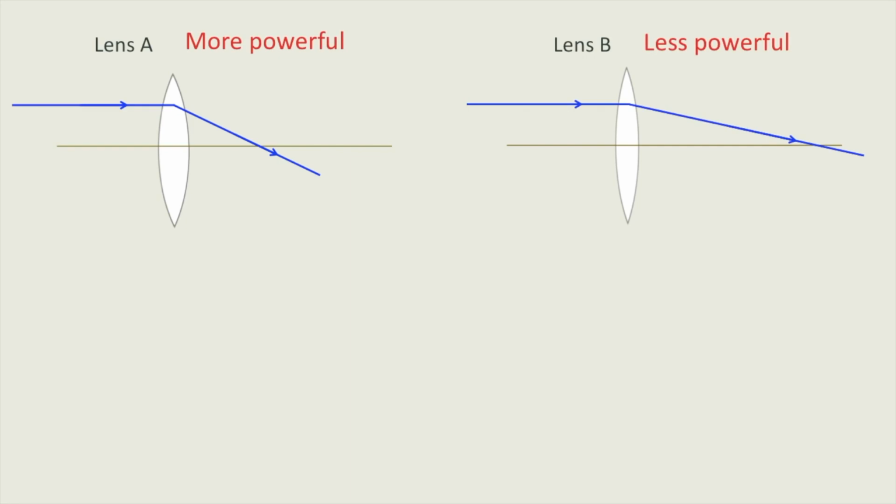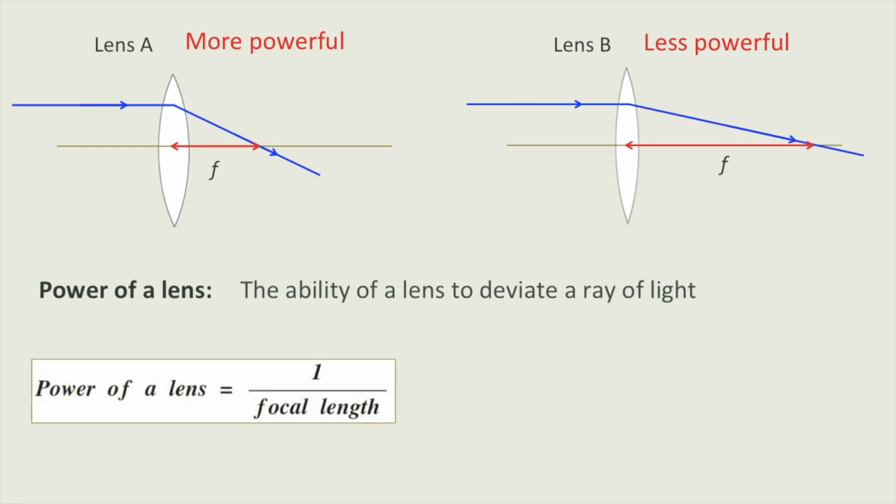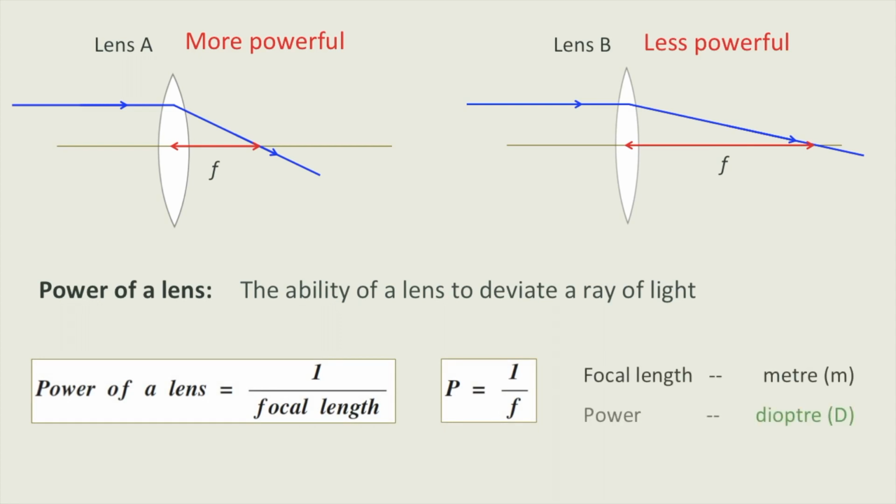So here's how we can describe a lens. We could describe a lens in terms of its power. And the power of a lens would be the ability of a lens to deviate a ray of light. Lens A is able to deviate a ray of light by a greater amount. It's more powerful because it has a lesser focal length compared to lens B. So the power of a lens is quantitatively equal to 1 upon focal length. P equals 1 upon f. And if the SI unit of focal length is meter, the SI unit of power would be diopter.